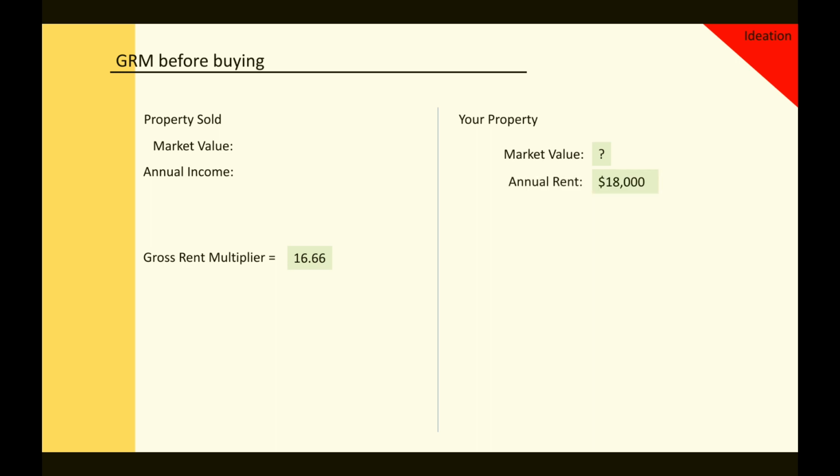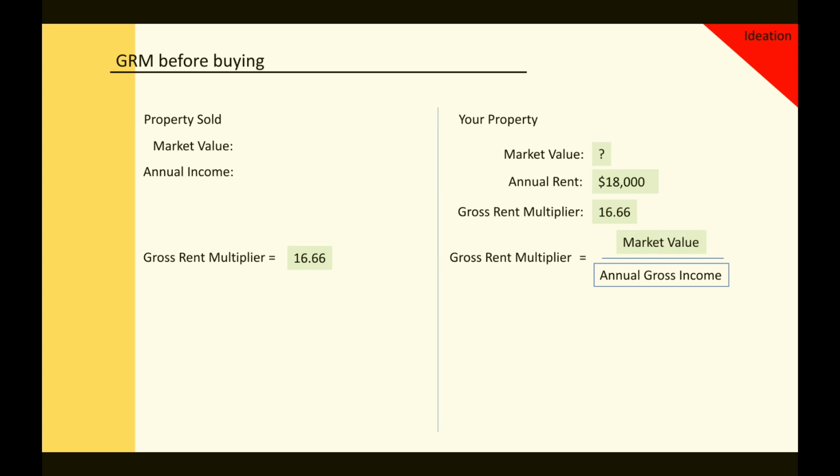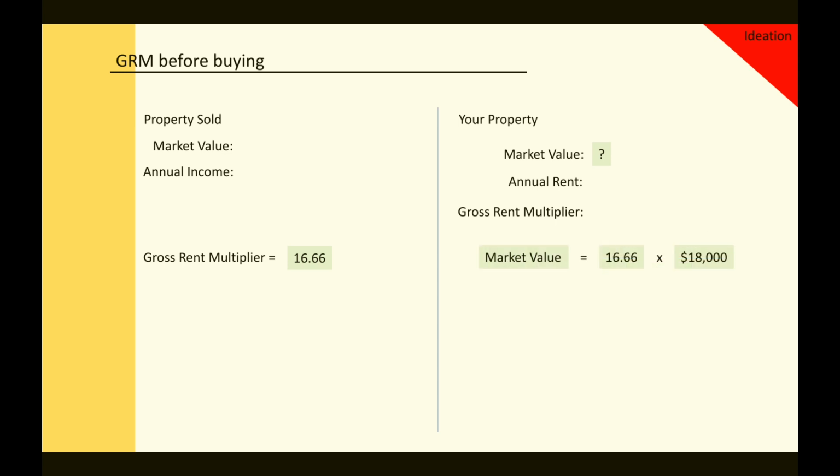The annual rent that we are getting out of it is $18,000. It's already rented out, and that's what we figure we can find. Now, the gross rent multiplier from a similar property we found was 16.66. We put it in the same equation where market value is something that we need to find. We divide it by 18,000, which is the annual rent, and we know 16.66 is the GRM. Or you can put this equation as market value equals 16.66 times 18,000.